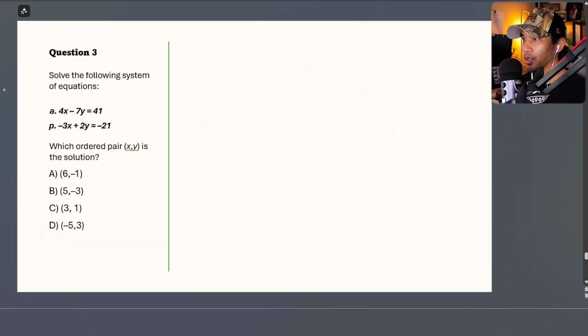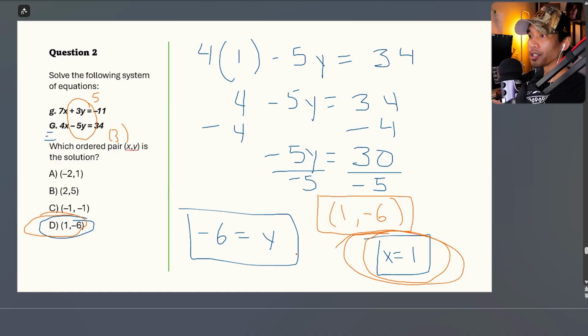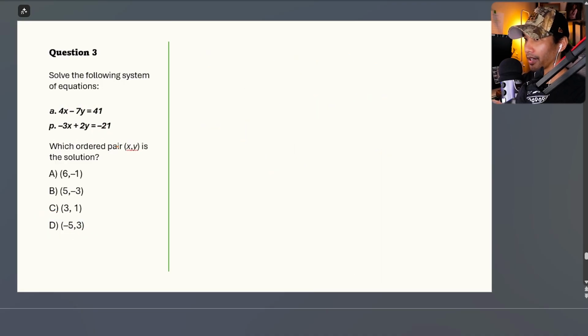Before we go on to question 3, I do want to point out again, if you are confident in your math, just choose D, because that's the only ordered pair with x equaling 1. Everything else doesn't have that. That's if you're confident with your math, and that is why you must practice now so you can get super confident, where this all becomes second nature. Okay, now let's go on to question 3.